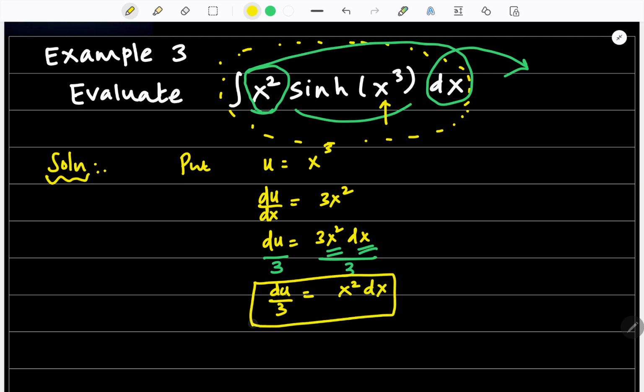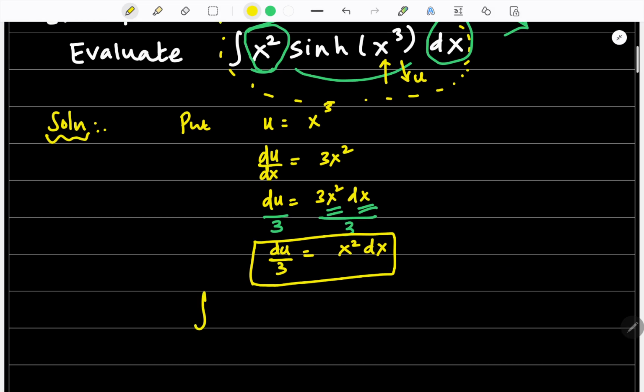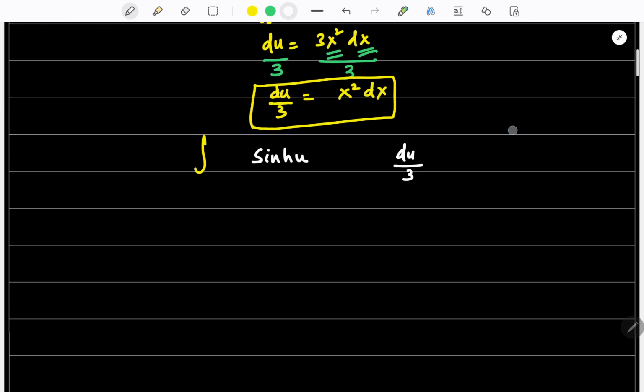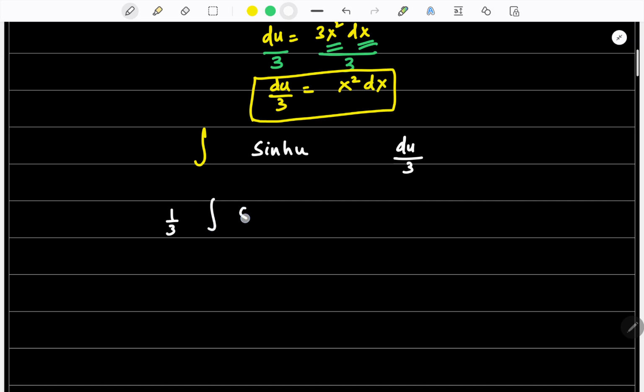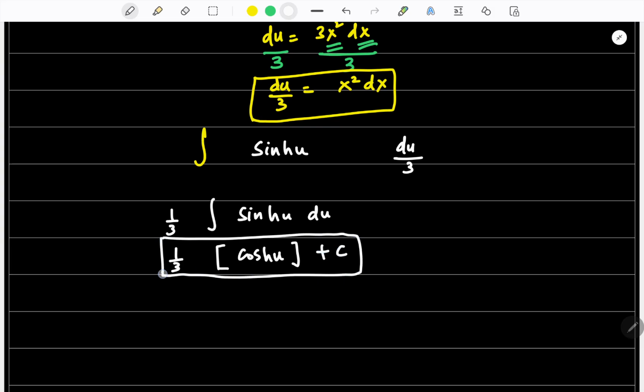Finish. And what is the value you are going to put for x cube? This will be equal to u. So finally, the integral will be converted: x square dx becomes du divided by 3, and this is going to become sinh u. So 1 by 3 will come out, integral sinh u du. What is the integration of sinh u? Just now we told you the rule, which is cosh u plus integrating constant c. This is going to become your answer. Clear?